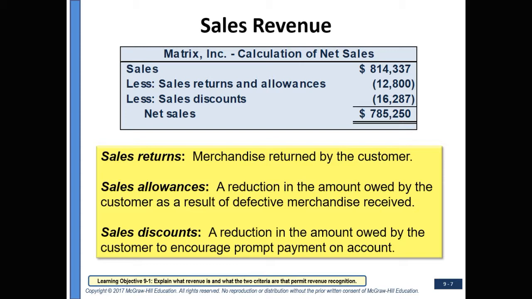And then sales discounts. Those are our terms. Those are 2/10, n/30. These are reductions in amounts that are owed by the customers to encourage prompt payment on the account. If we're using the gross method with sales, then of course you're going to have a sales discounts line to reduce that to what we expect our net sales amounts would be.